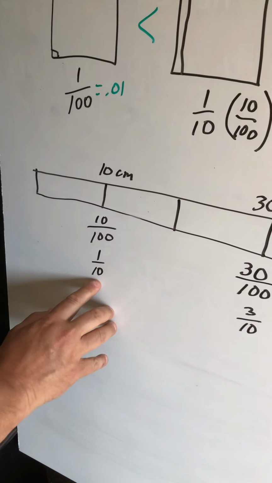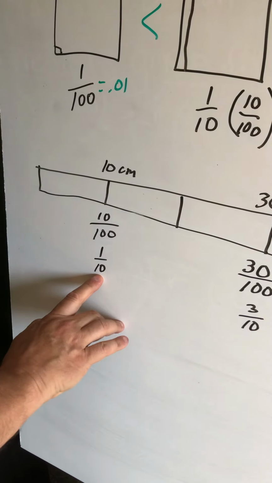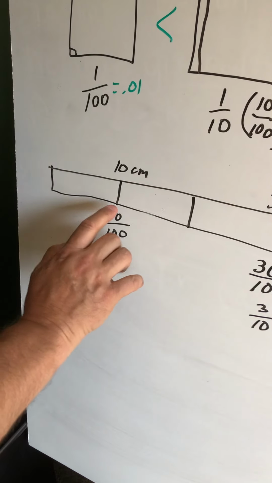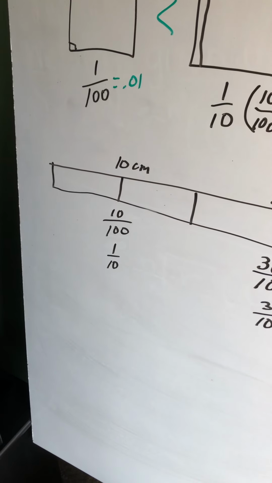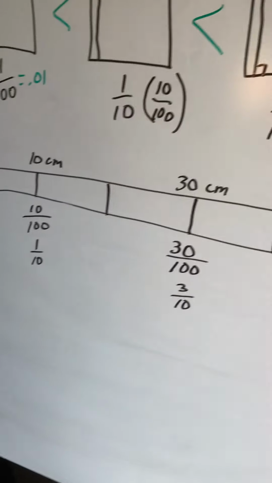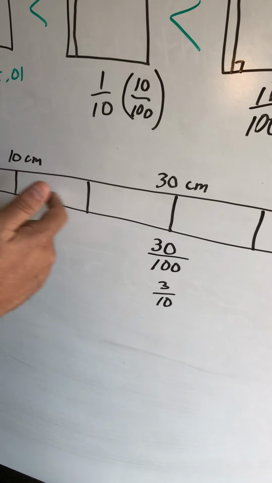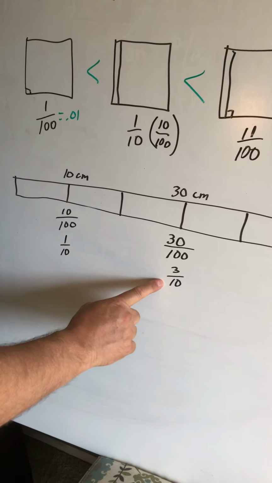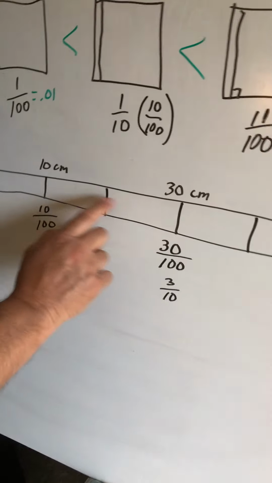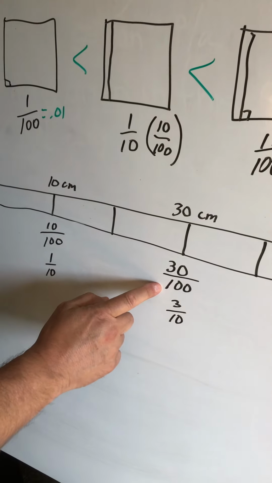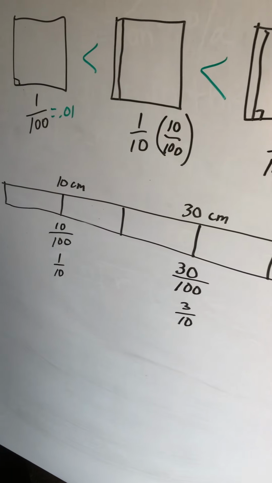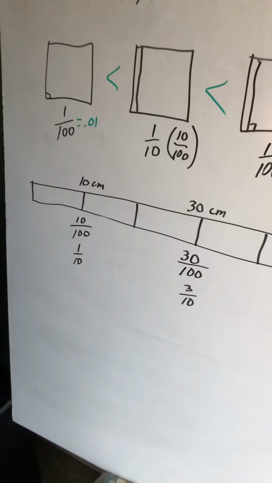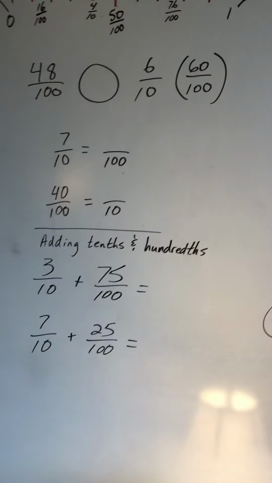But decimeters break the meter stick into 10 equal pieces, and it's also 1/10 of those. And then if we go down, obviously, this is 1, 2, 3 decimeters, 3/10, but it's also got 10, 20, 30 centimeters. So 30 hundredths. Just a quick reminder of what we're talking about.